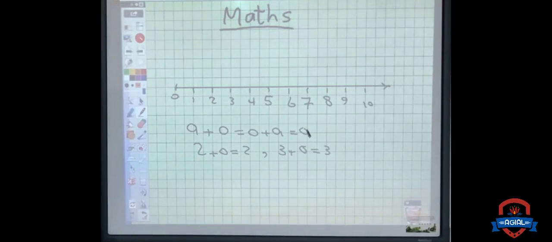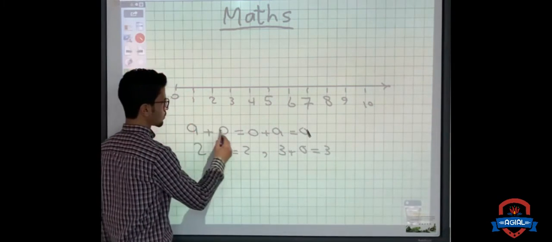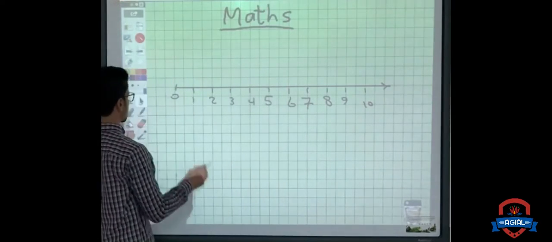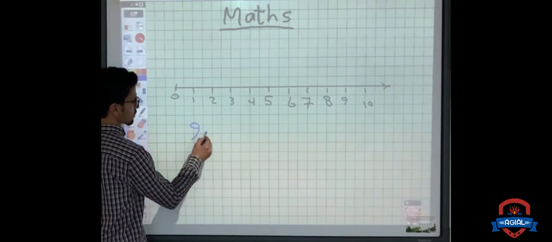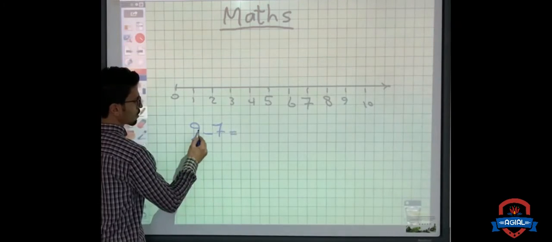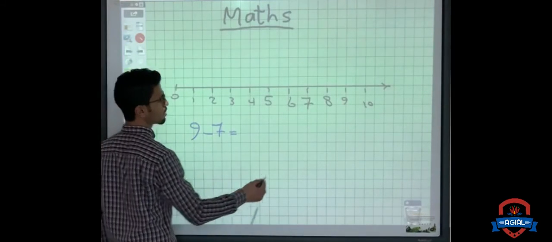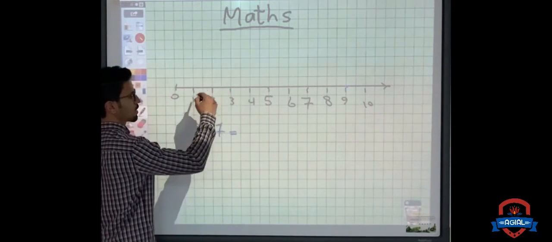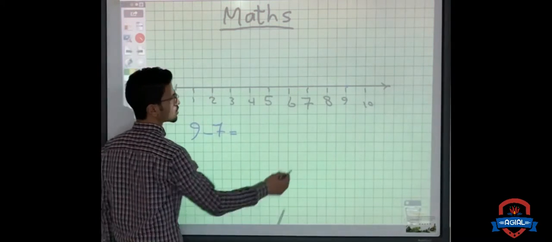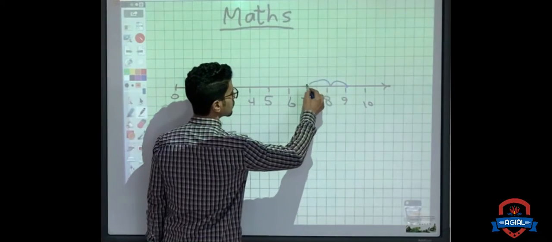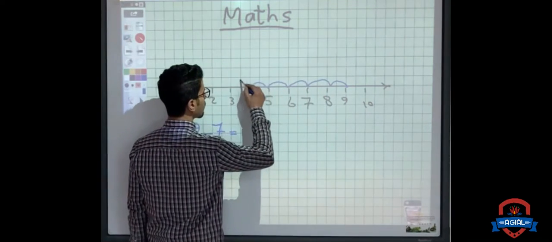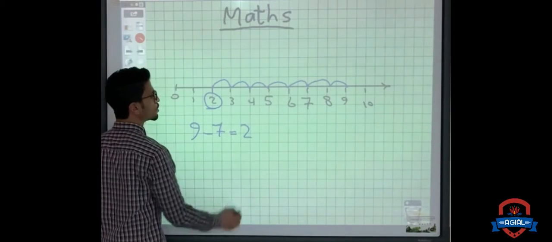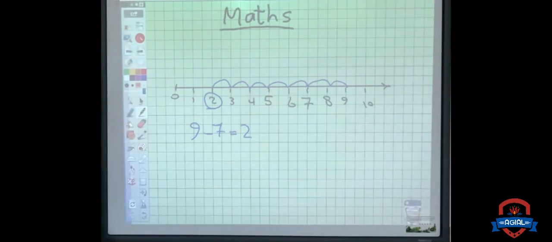And now let's learn how to use the number line to subtract. For example, if we have 9 minus 7, we start from 9, then we move back, or move to the left, for 7 steps. So we have 1, 2, 3, 4, 5, 6, 7, so 9 minus 7 equals 2.